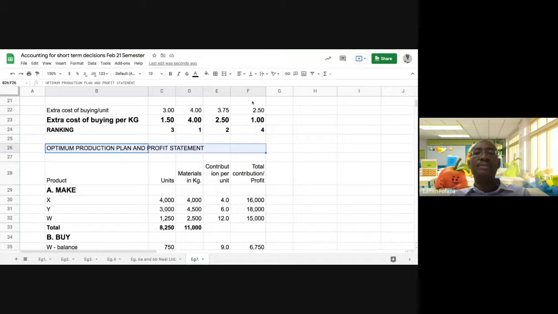So we have our optimal production plan. We're going to align it here.